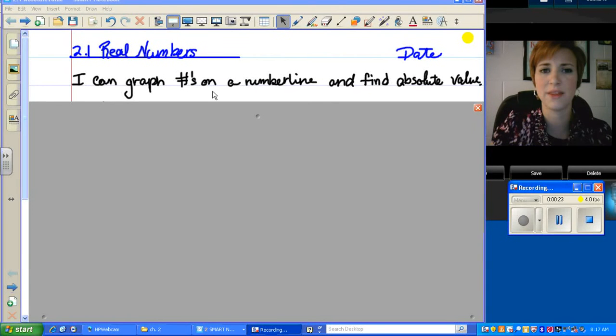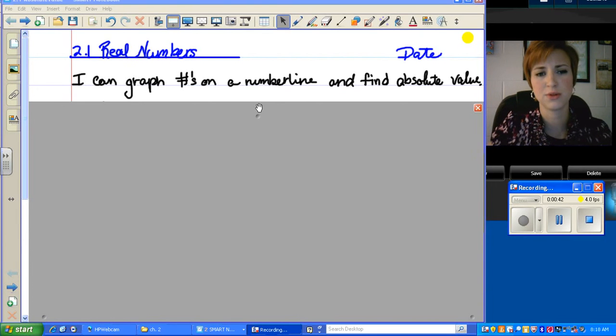Be able to do by the end of this lesson is that I can graph numbers on a number line and find absolute value. So, right here, I can graph numbers on a number line and find absolute value. To get us started, we're going to look at some vocabulary.